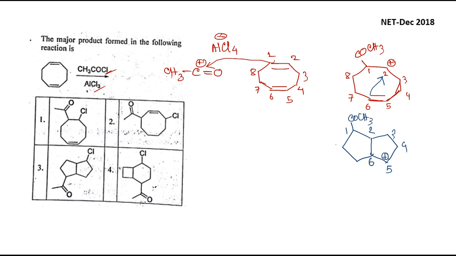This is 1, 8 and 7. Finally there is the presence of AlCl4-, which you can think of as a Cl- and AlCl3 combination. So this Cl- now attacks at 5. It matches with the two 5-membered rings. Once you understand it, it is basically option 3, right? So after attack of Cl, it will be like this.